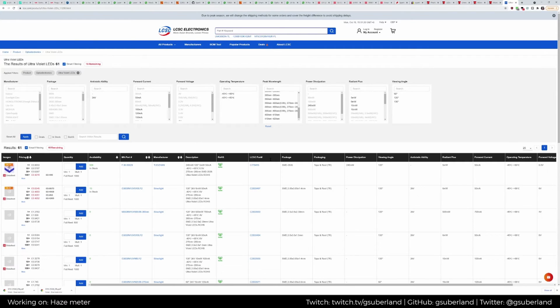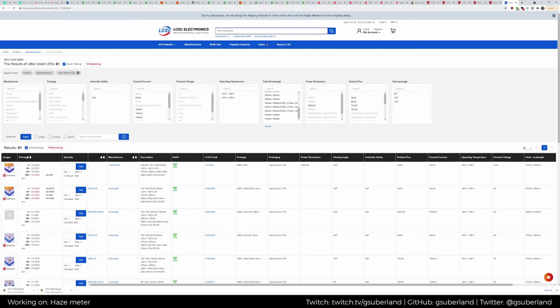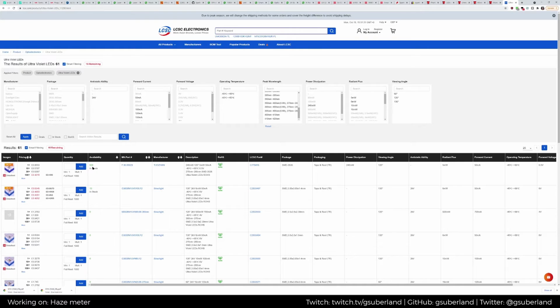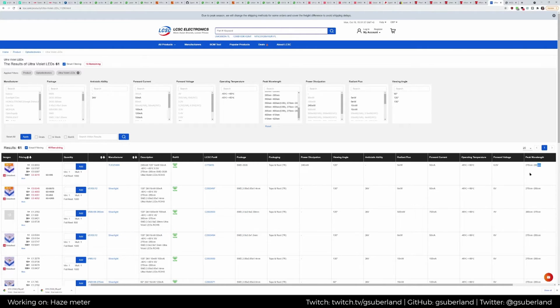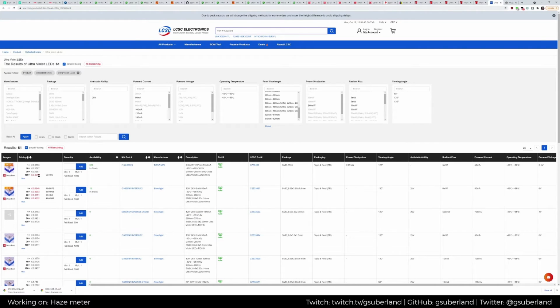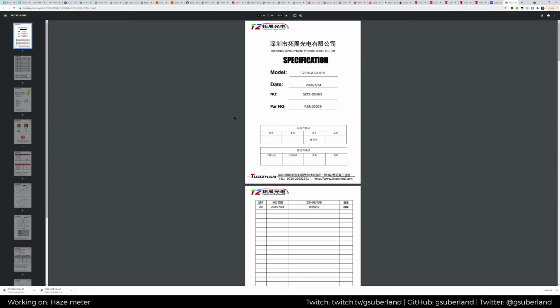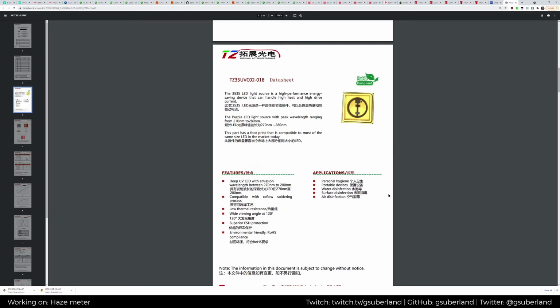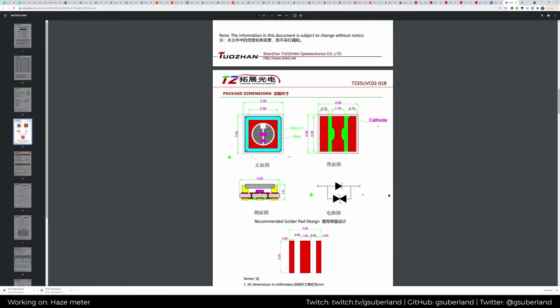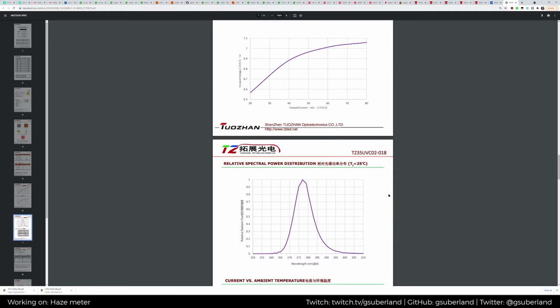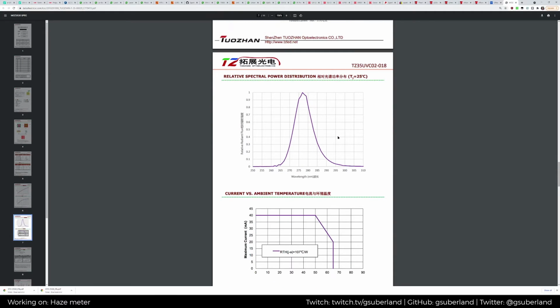Okay. Yeah, you can't even sort by most of these. But it's super weird because, yeah, the forward voltage is 6.5 volts as well, which is interesting. But these are cheap. This is 80 pence. They're going to give me a spectrum. Ooh! Okay, we're getting closer.